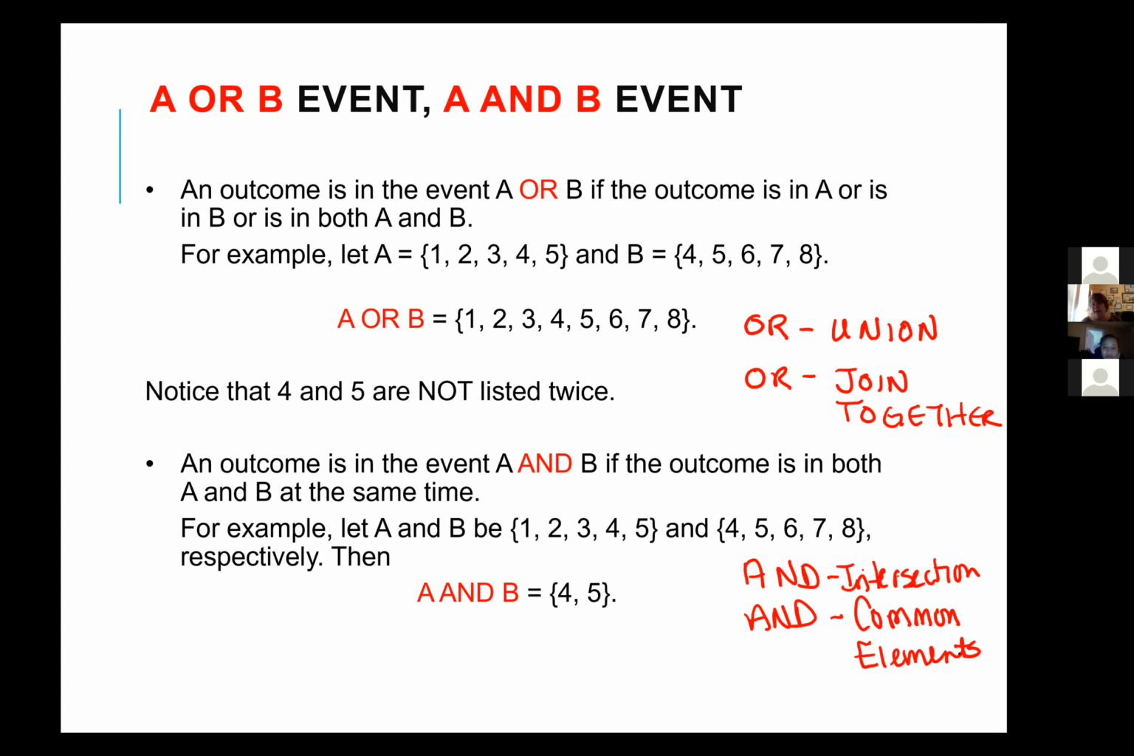So if we have the set A as 1, 2, 3, 4, and 5, and set B is 4, 5, 6, 7, and 8, what elements do those two sets have in common? Well, they have the 4 and the 5. So those were the two elements we didn't repeat when we joined them with an or. Those two elements that overlap the two sets are the elements in the and. So the and, the intersection where the two sets overlap, would be the set 4 and 5.